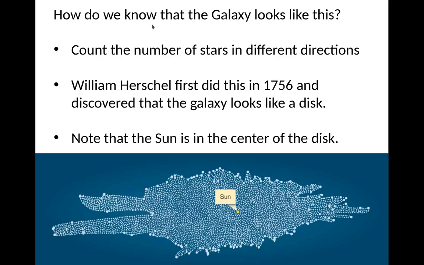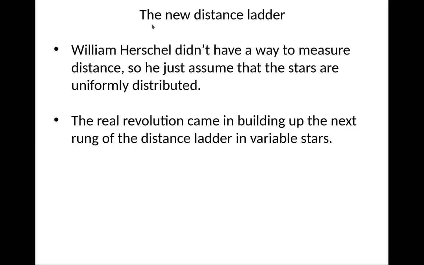So how do we know the galaxy actually looks like this? Well, one way we did this is by counting the number of stars in different directions. William Herschel first did this in 1756, and he discovered the galaxy looks like a disk. Note that the Sun is the center of his disk. Now, Herschel didn't have a way to measure distance, so he just assumed that stars are uniformly distributed.